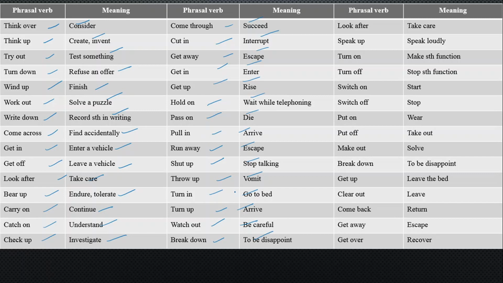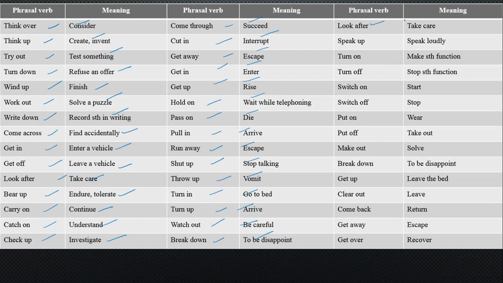I say he is totally broken down, means he is disappointed. Break means to break something, and down means downward. But when they come together, they give a hidden meaning. Clear? That is known as breakdown, to be disappointed.